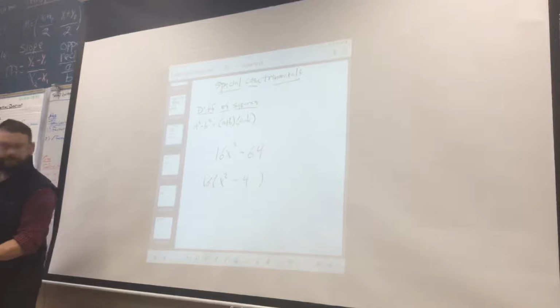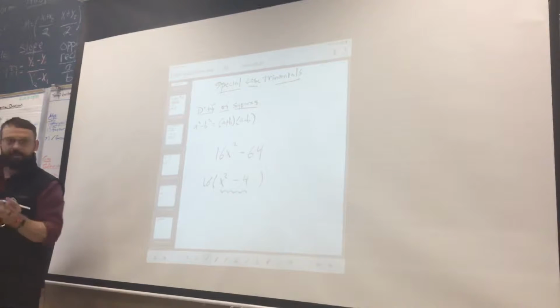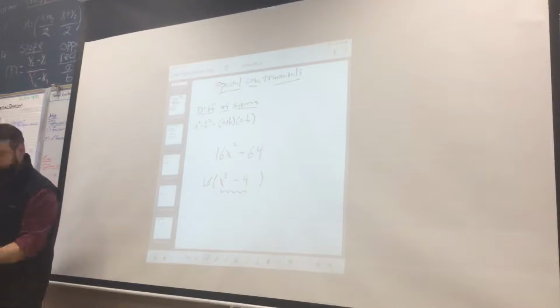So the 16 sitting off to the left, this is what we're factoring. Okay? And we did that a second ago, didn't we? So we know the answer, don't we?